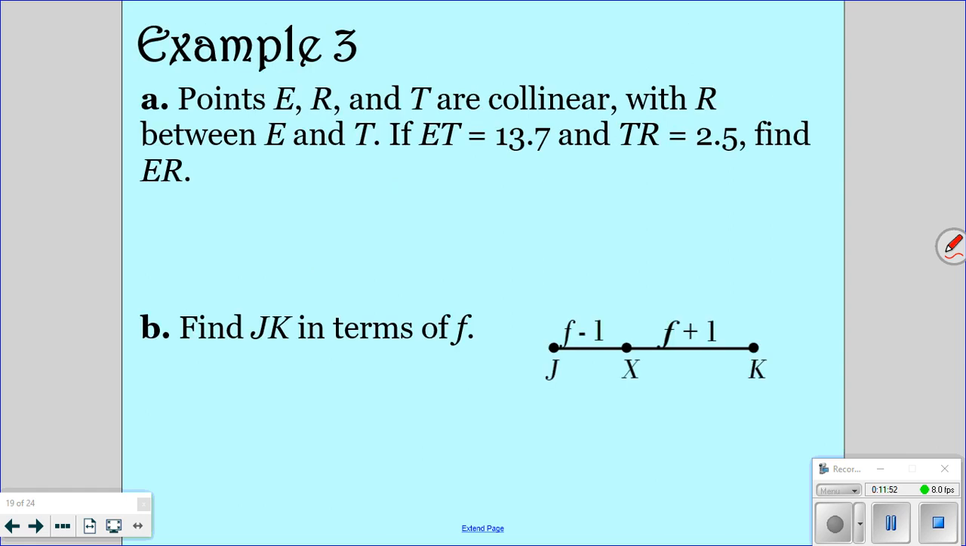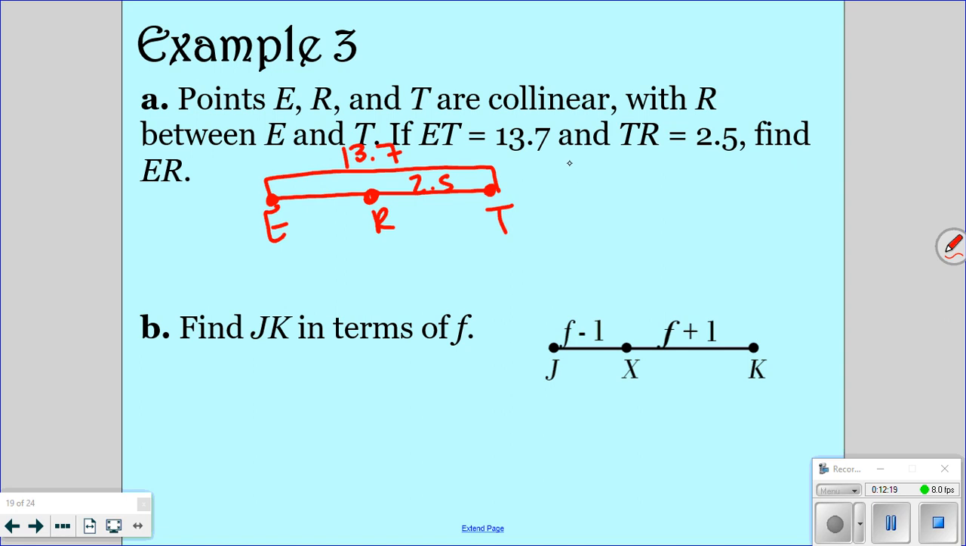Alright, so we have points E, R, and T are collinear with R in between E and T. So you want to draw this out, and it doesn't have to be to scale. But we know that R is in between E and T. And it tells us that the whole segment ET is 13.7, and TR is 2.5. We want to find ER.